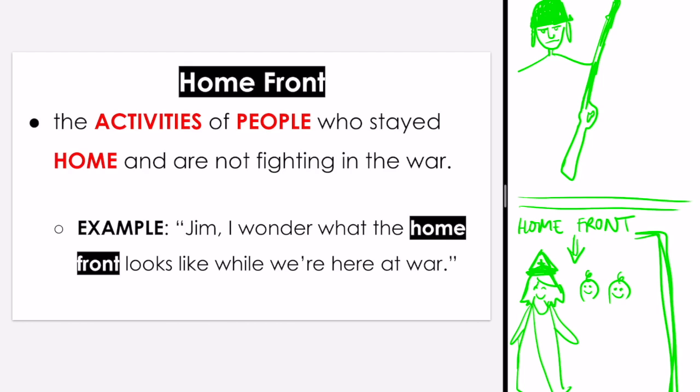So, once again, home front: the activities of people who stayed at home and are not fighting in the war. For the example, Jim, this guy here, is wondering what the home front looks like. His family who's at home is describing to him what home looks like. They, the family, are in the home front.